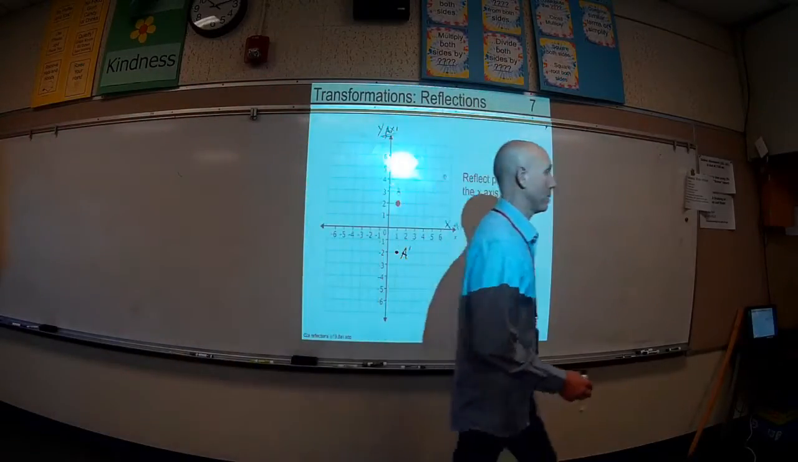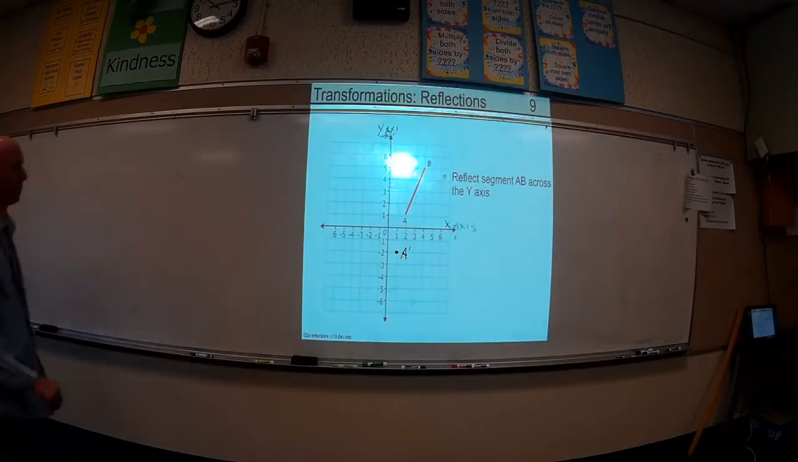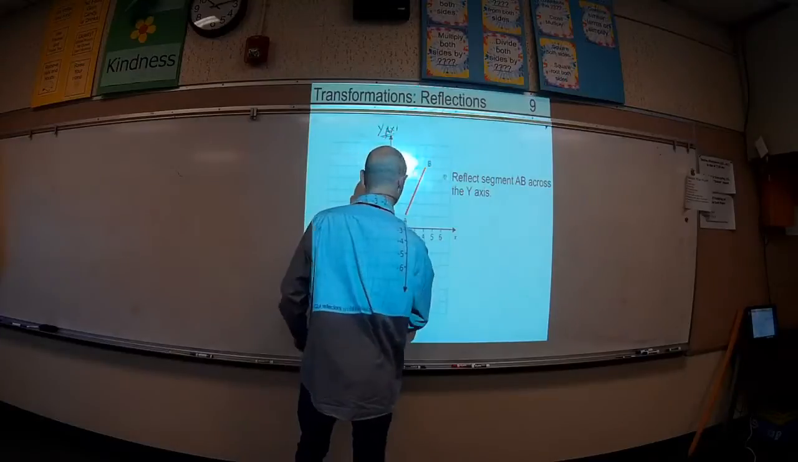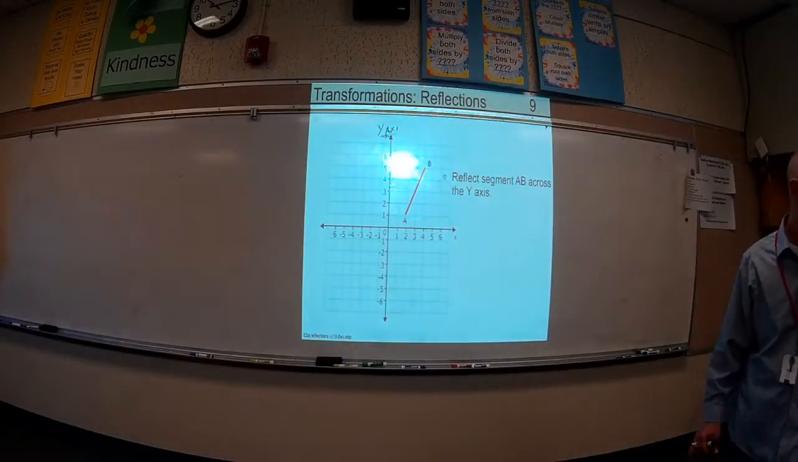Let's do another one. Go to your second coordinate system. And everybody go to slide 9. Everybody's on slide 9? On your second coordinate system, draw me segment AB. Draw AB on your second coordinate system. Label it.